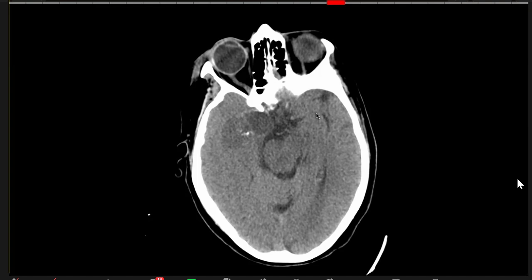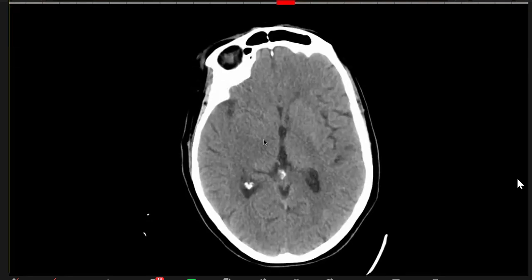Okay, there is a solid cum cystic lesion involving the right temporal region. It shows internal foci of calcifications, and I am sorry.